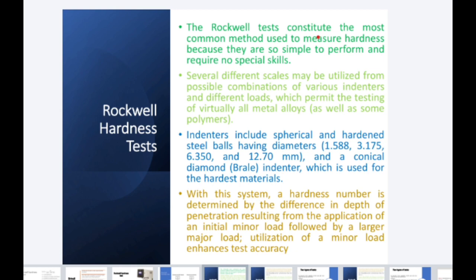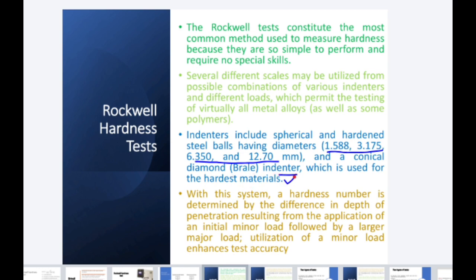So all hardness tests, not only this one, don't require any special skill, right? Several different scales may be utilized from possible combinations of various indenters and different loads, which permit the testing of virtually all metal alloys, as well as some polymers. The indenters include a spherical, hardened steel ball, with different diameters available, and a conical diamond indenter, which is used for the hardest materials, right?